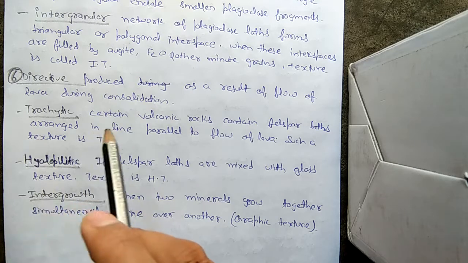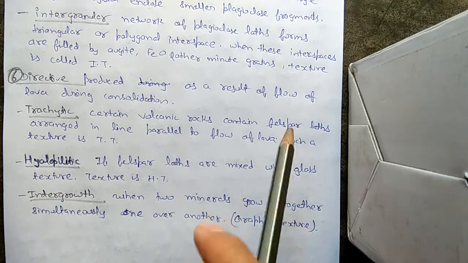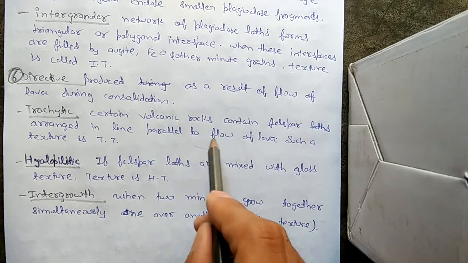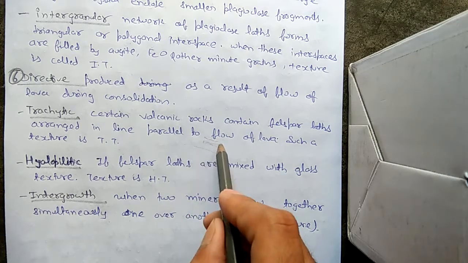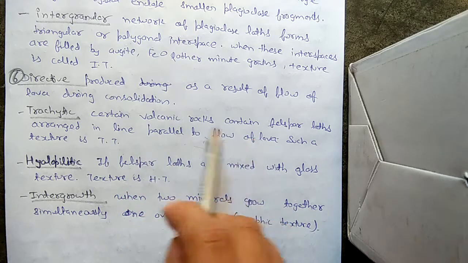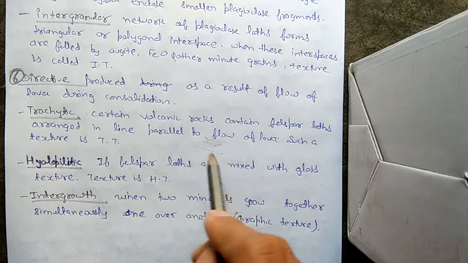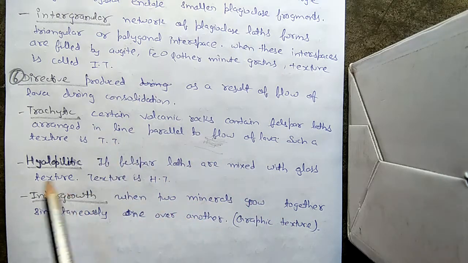Inside this, trachytic texture is the first one. Certain volcanic rocks contain feldspar laths arranged in lines parallel to the flow of lava. Suppose the lava is flowing in this direction, and the feldspar laths are arranged parallel to the flow of lava. Then such a texture is called trachytic texture.